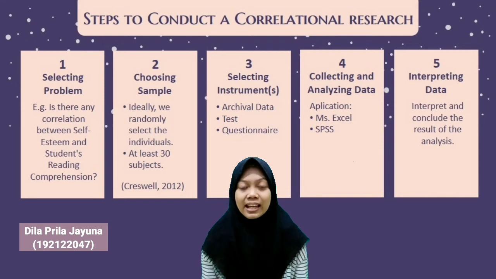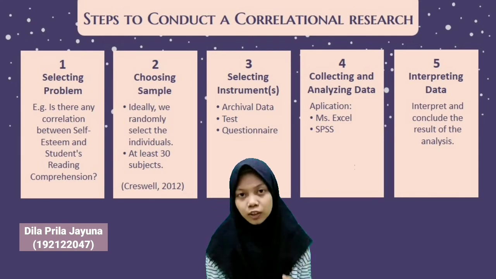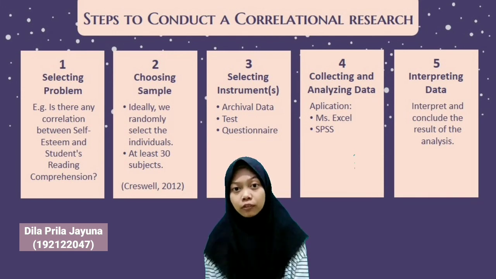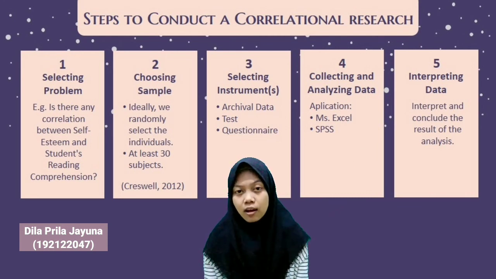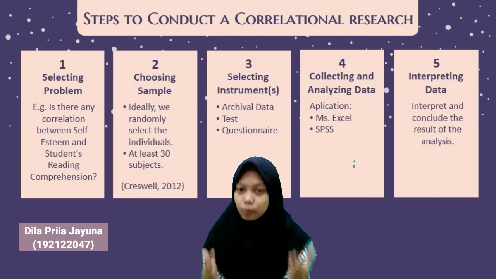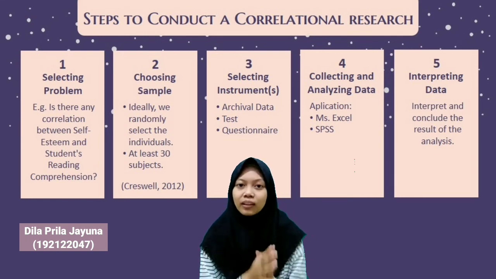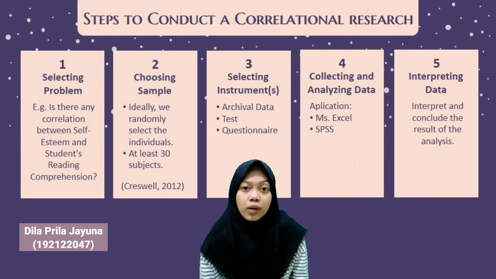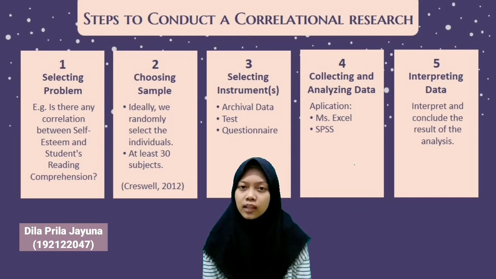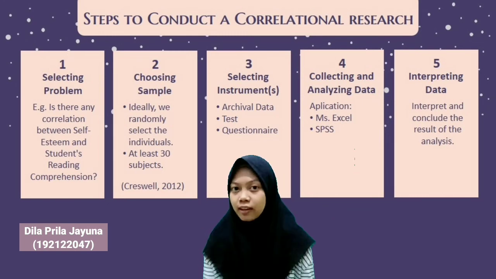Alright, the next step is choosing the sample. According to Creswell, ideally we randomly select the individuals in choosing the sample, and the number of the sample is at least 30 subjects. But the larger the number of the sample, the better the sample because it is more representative, right? After that, we select the instrument that will be used to collect our data. It can be through archival data, test, or questionnaire.